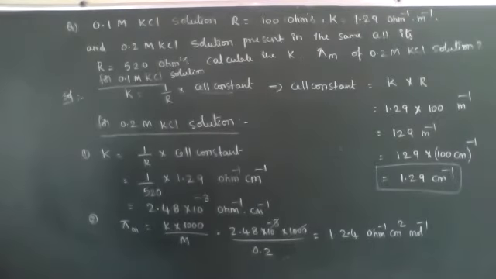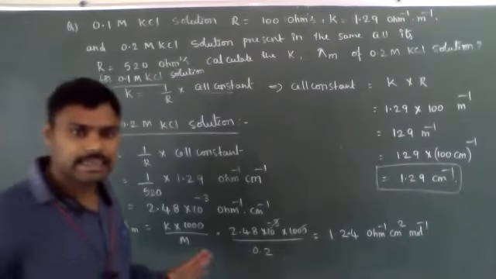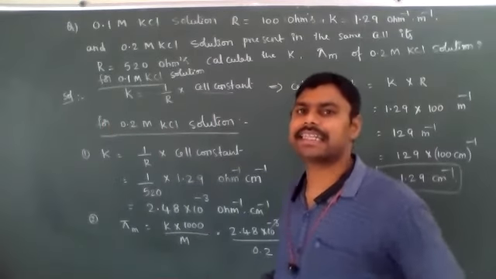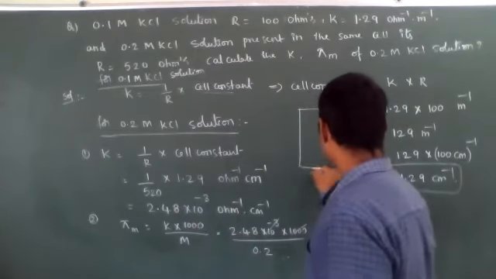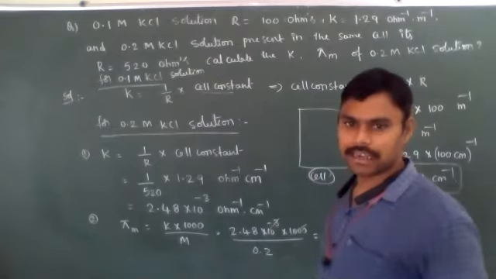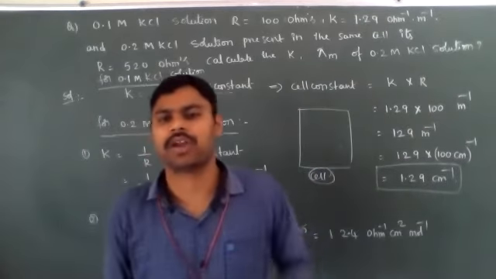That is the units now: 12.4 ohm inverse centimeter square mole inverse. Here the cell constant value is not given directly, but indirectly they have given it. The electrolyte is the same, meaning this is the same electrolytic cell we are using, but they have changed the electrolytes.